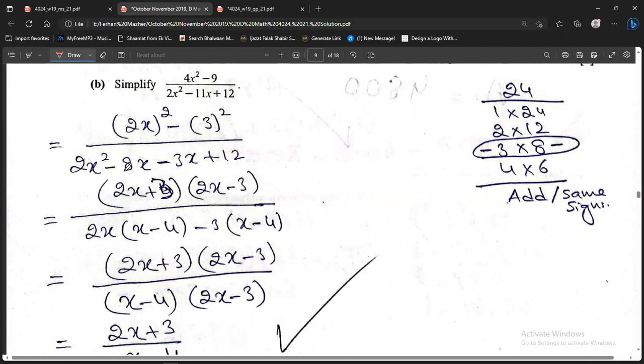So you will have 2x squared minus 8x minus 3x plus 12. From the first two terms, I can take 2x common. So in the bracket, I will have x minus 4. From the last two terms, I can take minus 3 common. So in the bracket, I will have x minus 4.